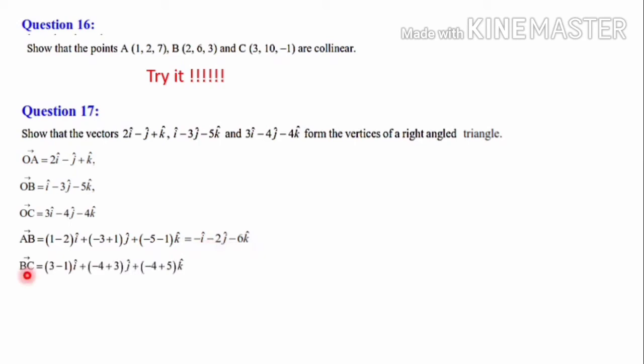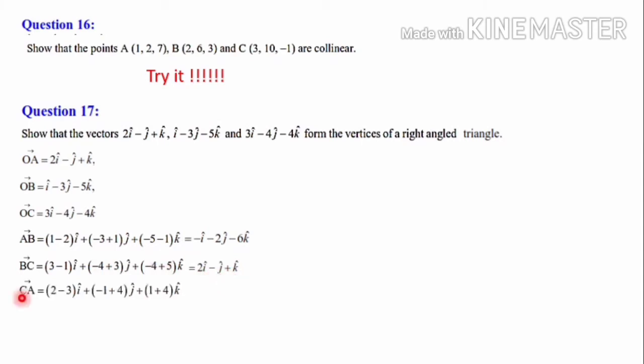Then we have to go for BC. Vector BC is equal to position vector of C minus position vector of B. Here (3 minus 1) into i, then (minus 4 minus 3), so (minus 4 plus 3) into j cap, then plus (minus 4 minus 5)... so (minus 4 plus 5) into k cap. When you do the calculation you will get 2i minus j plus k cap.